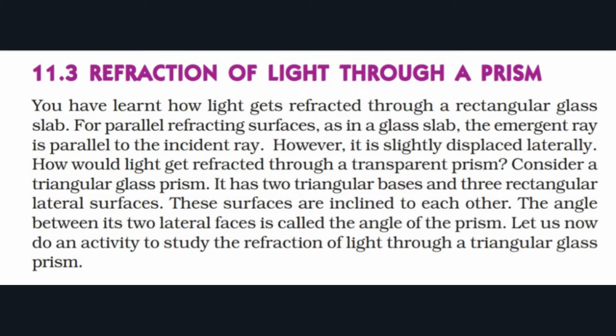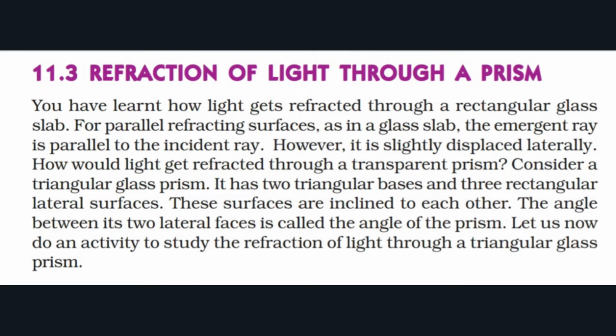Let's see here. You have learned how light gets refracted through a rectangular glass slab with parallel refracting surfaces. As in the glass slab, the emergent ray is parallel to the incident ray. However, it is slightly displaced laterally. How would light get refracted through a transparent prism?